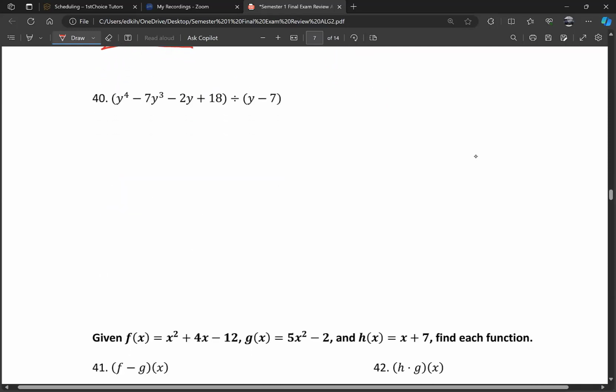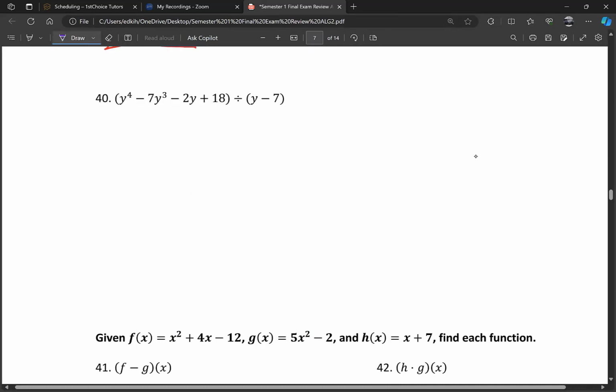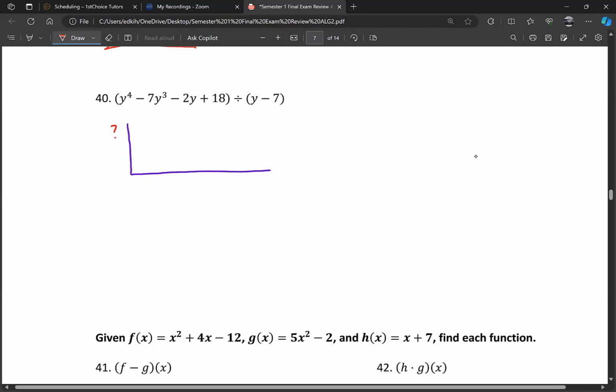So question 40, once again, I'm going to suggest that we use the synthetic division method. So we draw the L. What in the world are we going to be dividing by out here? Remember, you take your divisor and you have to solve for it. So y minus 7 equals 0. Add 7 to both sides. So what we're going to be dividing by is 7. And then the coefficients go here.